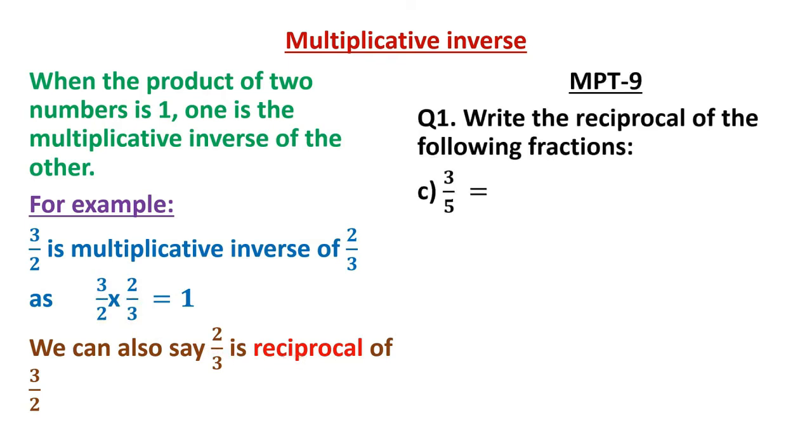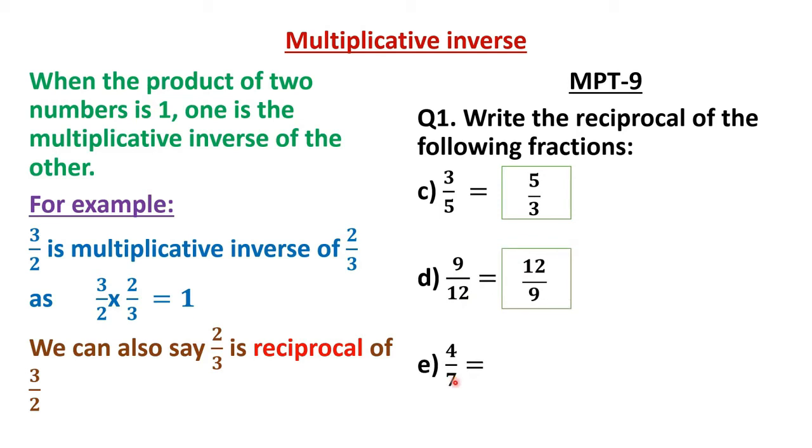Alright. So next one you can see here, children. Write the reciprocal of the following fractions. The question is taken from My Practice Time 9, question number C. 3 by 5 is the fraction. So as I said, we have to just invert the fraction to get the reciprocal. So the answer is 5 by 3. Next is 9 by 12, and the reciprocal is 12 by 9. Then 4 by 7 is the fraction here, and the reciprocal of 4 by 7 is 7 by 4.